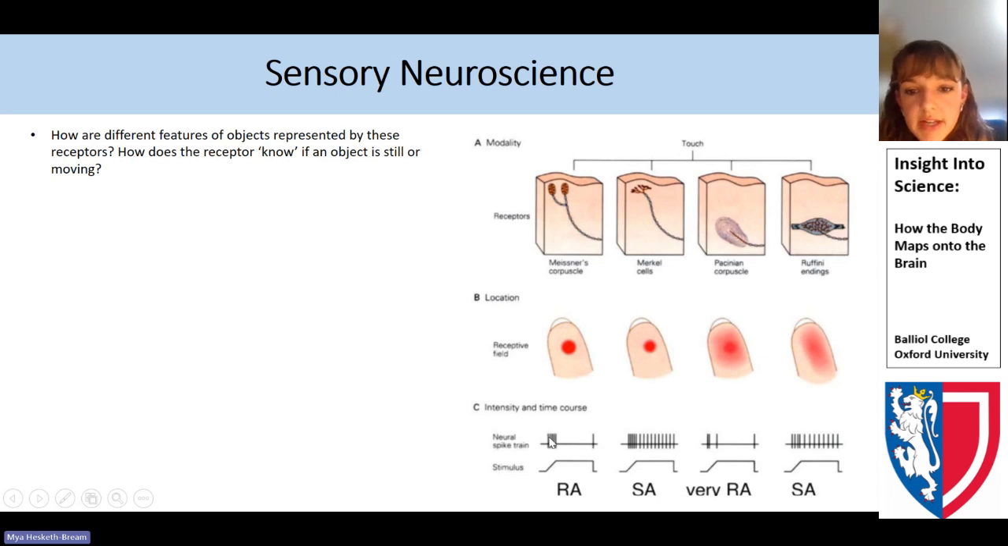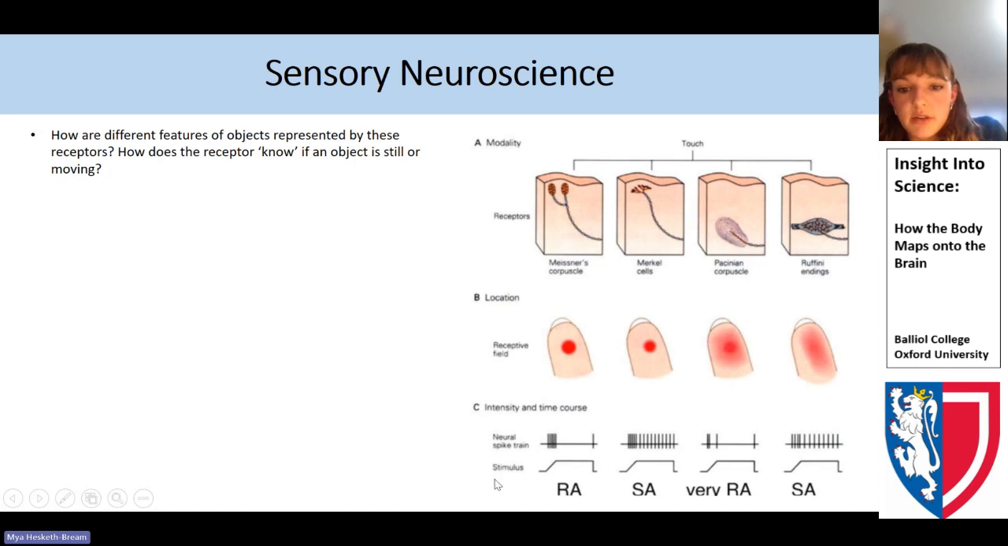So these lines here just represent an action potential. When you've got a line here, it's like the neuron is active and it's sending to the brain that something is on the skin. With this first one here, it's firing lots at the start and then it's silent, so the neuron is not active at all. But then here, the neuron is active for the whole time that the stimulus is present.